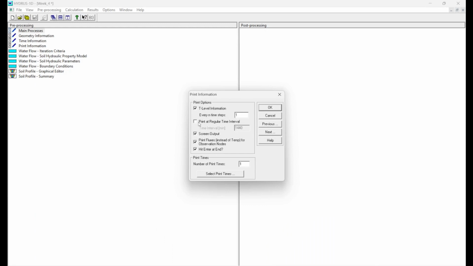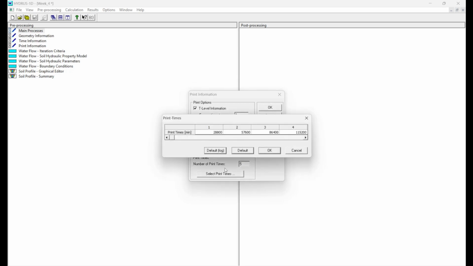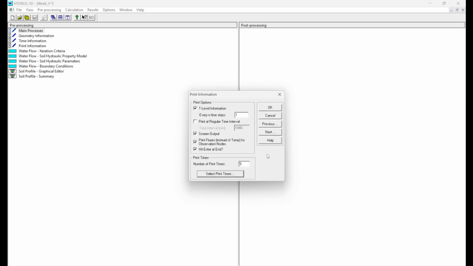The T-level information we can print at regular time intervals. Okay, and these time intervals we can select from here. Okay, and then the screen output we want, etc. So these values you can leave mostly on the default. And let's say we want to print at several timestamps, let's say 5, then you can click to select at which times you want to print. Okay, so I'll just leave it by default on 5 timestamps. Let's click OK, and this information is already filled.